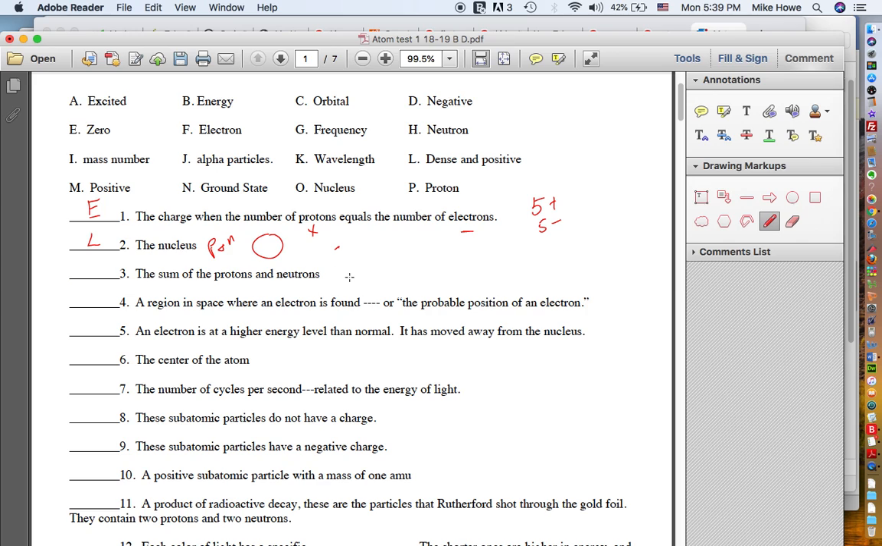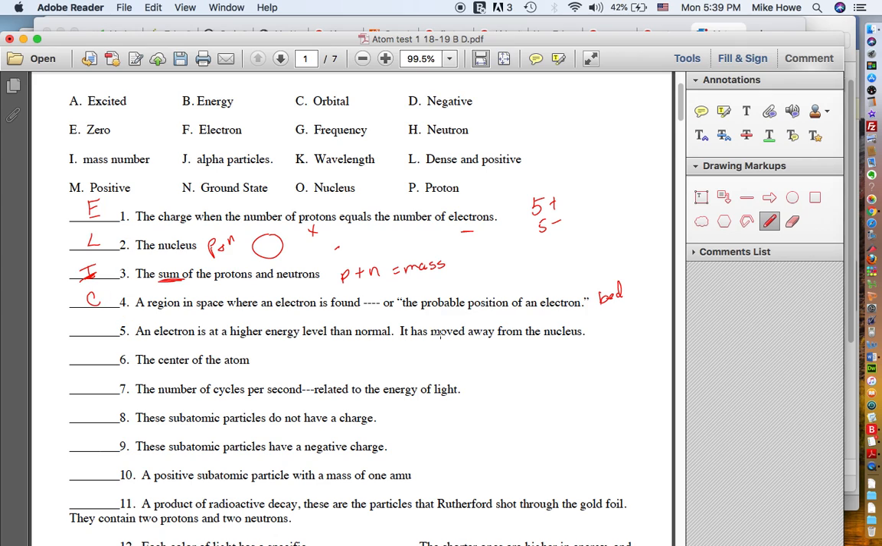Okay, the sum of the protons and neutrons. I've told you several times that protons plus neutrons equals mass. Sum means add. So that would be the mass number, and that's I. A region in space where an electron is found, the position where you'd find an electron, these are like the beds in the pink room or the sunny room. So the beds are called orbitals, and that is choice C, orbital.